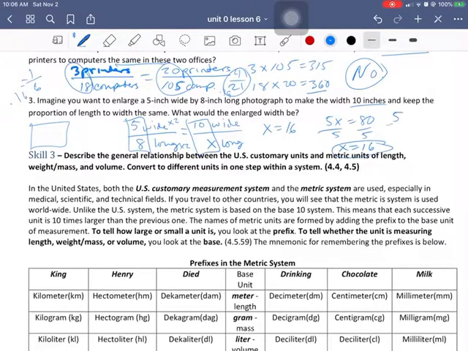So that'd be the same as 5 over 8 equals 10 over x. So this is where I get the times 2, times 2. So that's 10, and this is 16. Okay.